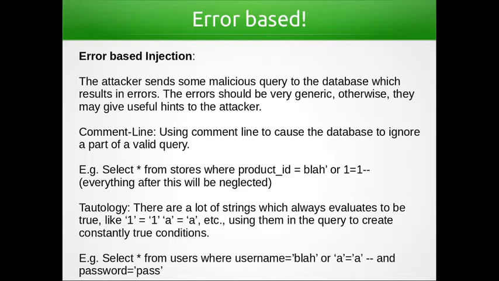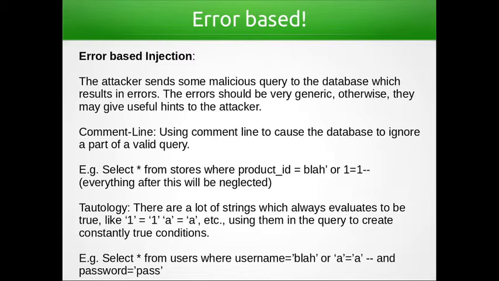The attacker uses a comment line to cause the database to ignore a part of the valid query. For example, select star from stores where product ID equals blah or 1 equals 1. What happens here? Suppose there is an input field, like login or password. I'm going to show this to you practically also, but before that, let's talk about the theory part. In a database there are queries for inserting data, for deleting data, for altering data.